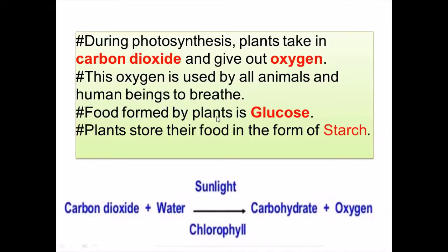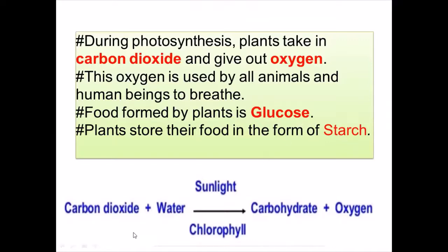Food formed by plants is glucose. Remember this. The food that is formed in photosynthesis is glucose. This carbohydrate is glucose. Plants store this glucose, their food, in the form of starch. The stored food is starch, and the food that is formed is known as glucose.